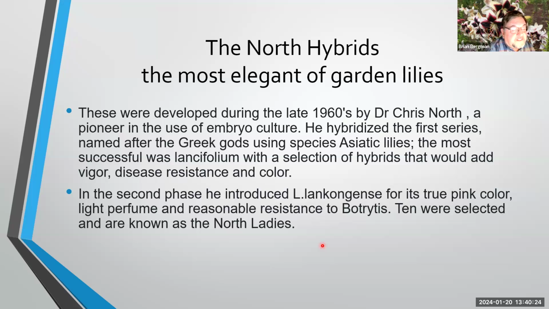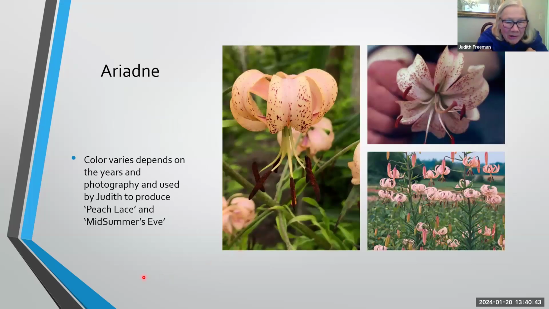In the second phase, which we all love, are the Lankongenses. And he introduced Lankongense to get the pink and the perfume, and the important thing, the botrytis resistance. Ten were selected, and they are known as the North lilies. Next slide. And they were all named for the women in his family, which I think is very special.